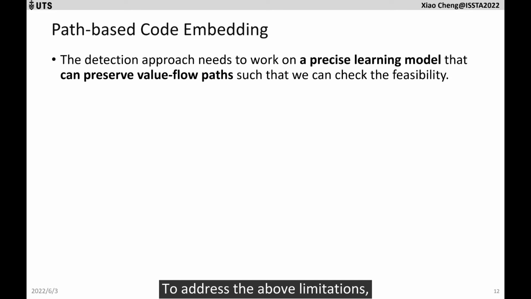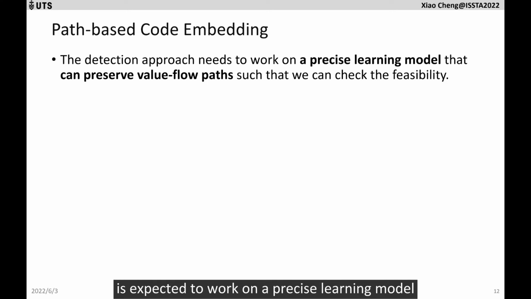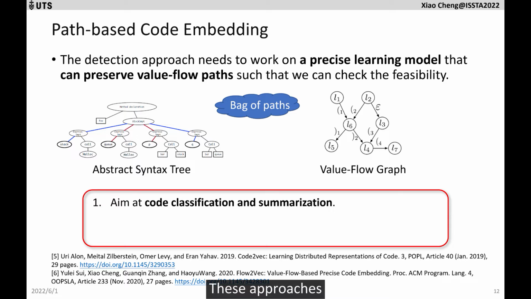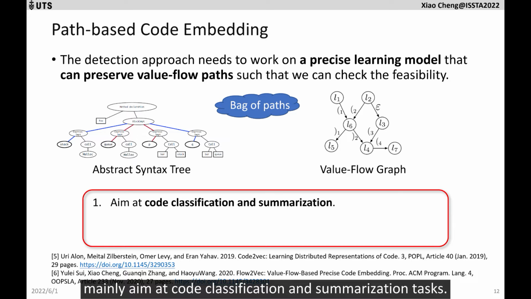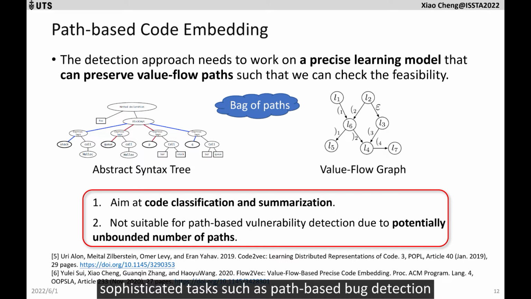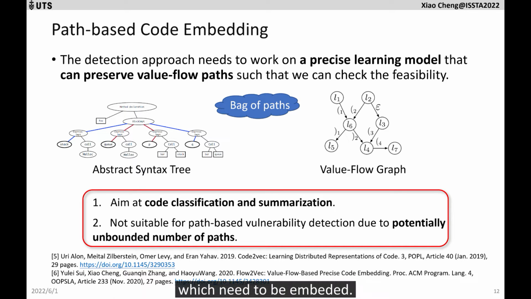To address the above limitations, the detection approach is expected to work on a precise learning model that can preserve value flow paths. Some recent code embedding approaches embed a bag of paths on abstract syntax trees, ASTs, or value flow graphs, VFGs. These approaches mainly aim at code classification and summarization tasks. They cannot be directly used for sophisticated tasks such as path-based bug detection due to a potentially unbounded number of program paths which need to be embedded.